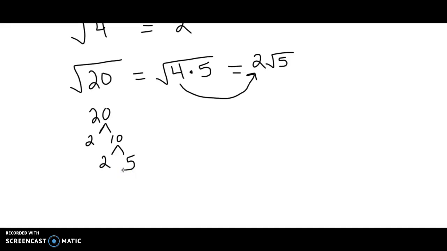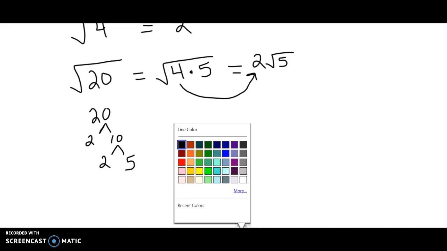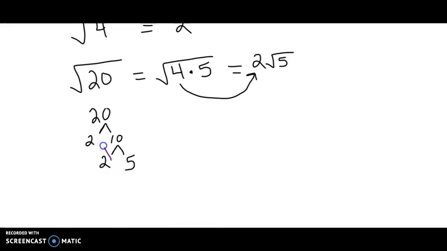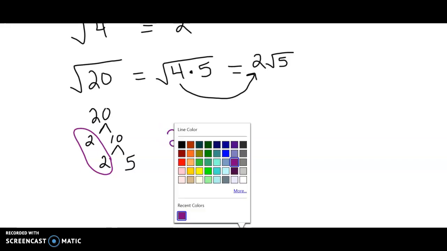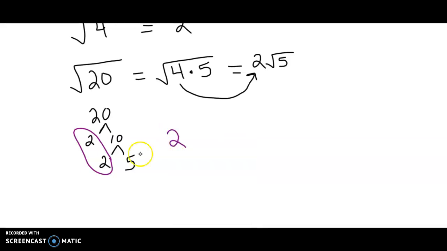And then since we were taking the square root, we would be looking for pairs of numbers. So I see a pair of 2's here. That means that would give me a 2 out in front of my radical. And then I would be left with this factor that doesn't have a pair, so it would give me the square root of 5. So this answer and this answer are the same. It was just a different way for us to do it.